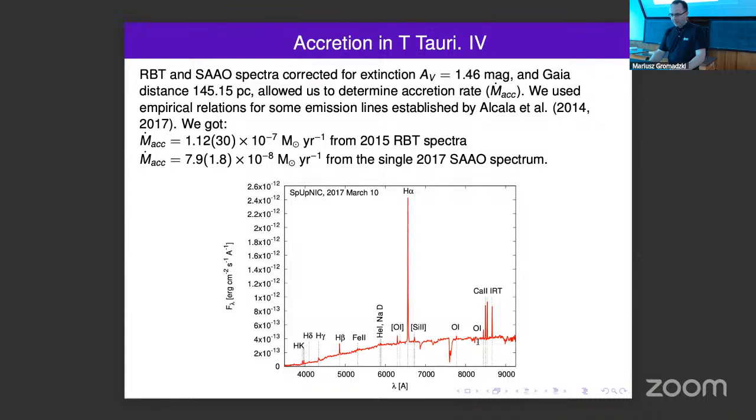And using the spectra, both the Roman Baranowski Telescope high-resolution spectra and the low-resolution SAO spectrum, after correction for extinction, taking into account the Gaia distance, we can determine the mass accretion rate, and for that we usually use empirical relations established for some emission lines by Alcalá in the previous decade. And we got some results, of which I showed some examples, like that the mass accretion rate is of the order of 10⁻⁷ solar mass per year. It is fairly stable over the observing time, and it is similar to that obtained two decades ago by some American observers.